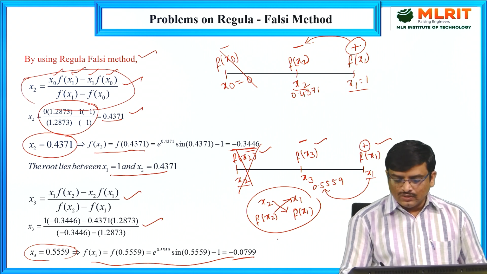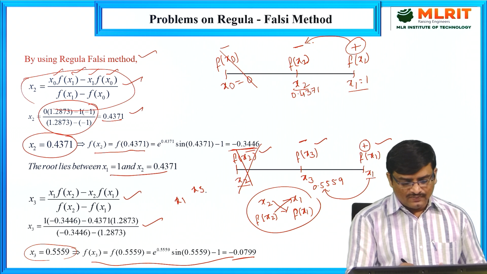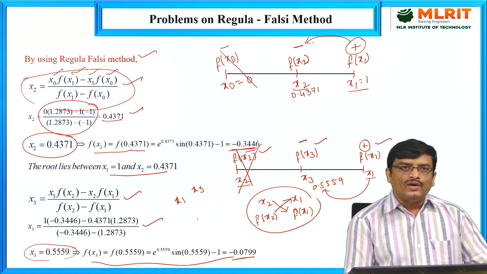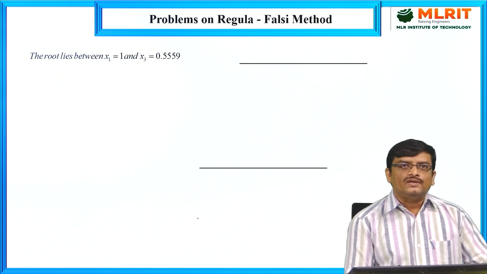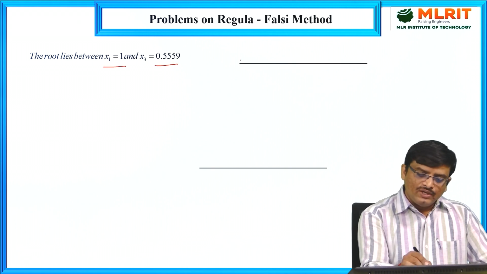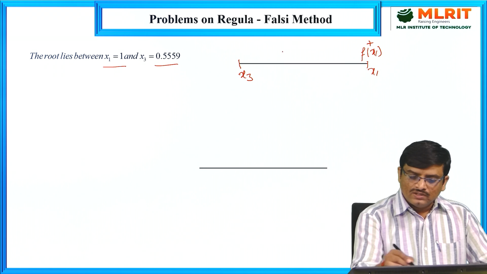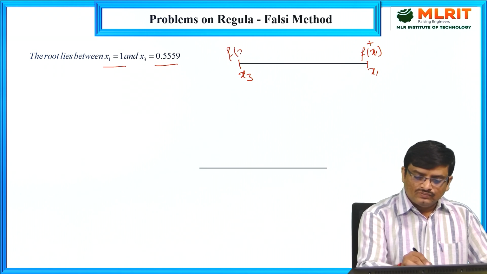So we can conclude that our next root lies between x1 and x3. That is the point we are going to take in the next slide. So that's x1 and x3. Once again you represent this x3 and you take this x1, and f of x1 we got a positive sign, f of x3 we are having a negative sign.